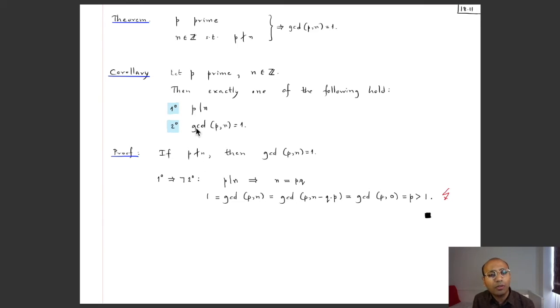So first of all, let's show that one of the two statements has to hold. If one holds, then we are done, and if one does not hold, that means that p does not divide n. But then by this theorem, since p is prime and p does not divide n, it has to be the case that the greatest common divisor of p and n is equal to 1, which is exactly the second statement. And let us also show that these two statements are mutually exclusive. That is, if one holds, then two cannot hold, and vice versa, if two holds, then one cannot hold.